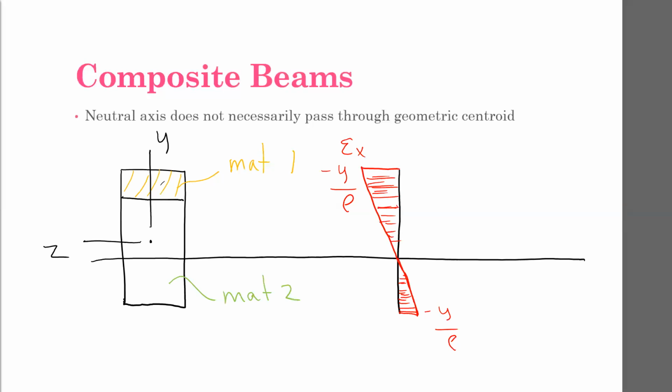And then when we draw our stress distribution, each of these materials now has a different E value. So when this strain gets multiplied by E, this first material will look something like that. And then when we get to material 1, there's going to be a different strain value. Or sorry, a different E value.